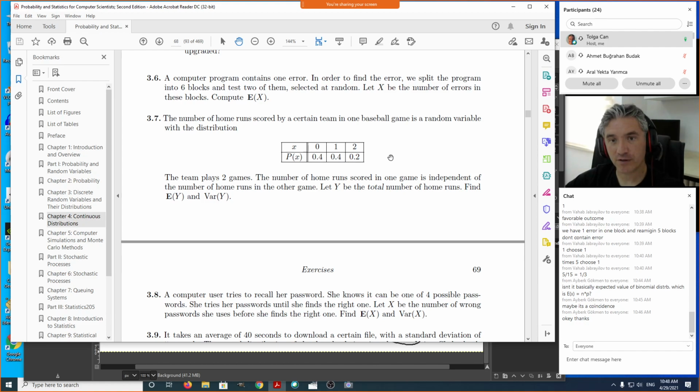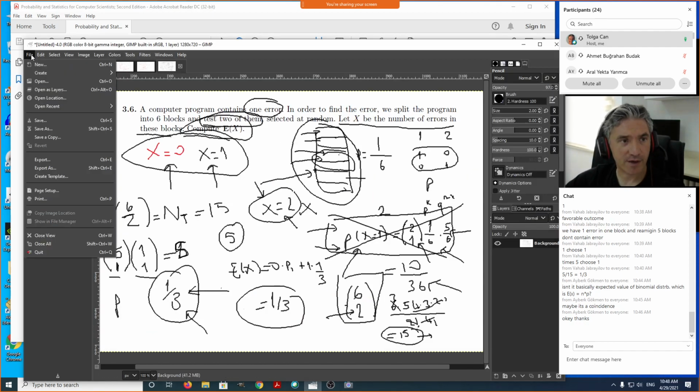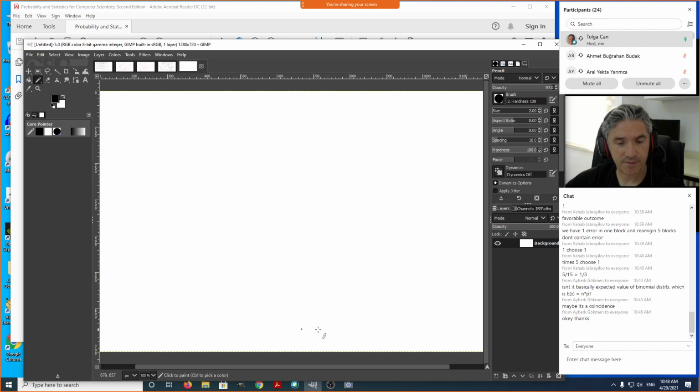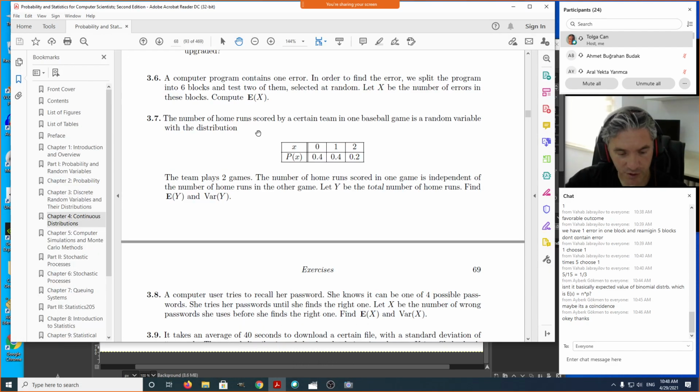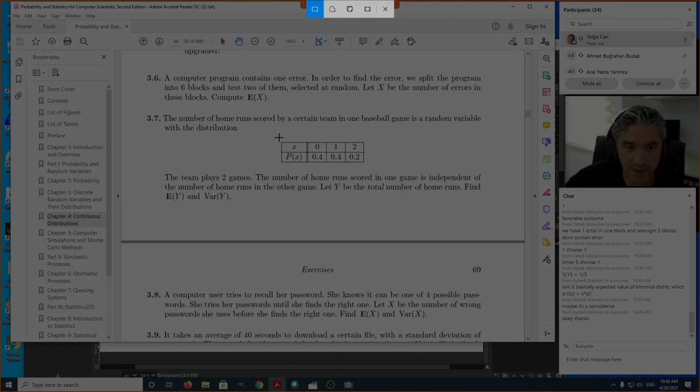We have figured out that the expected value of this one was 0.8. Let me also write these things down again. So with this, let me quickly just copy this table.